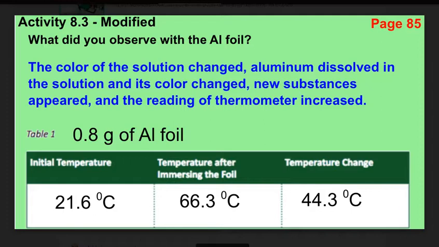So look back at 8.1. How much change in temperature did you have? Now look at 8.3. How much change in temperature did you have? Is there a difference?